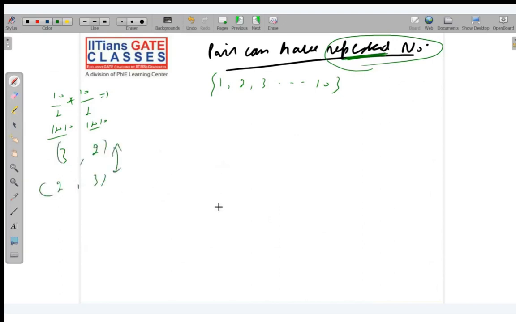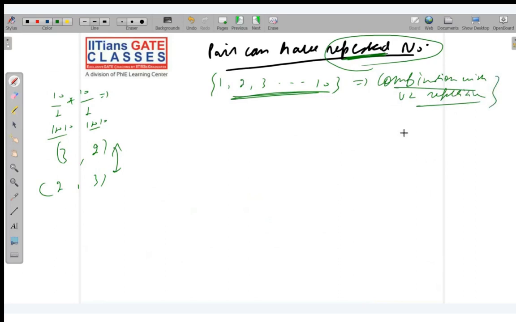Order does not matter, because I'm just picking the pairs. So clearly this is combination with unlimited repetition, because you can take 1 two times also, you can take 2 two times also, and so on. For combination with unlimited repetition, the formula was n minus 1 plus r C r. If you remember the chocolate problem and all, this is that only.